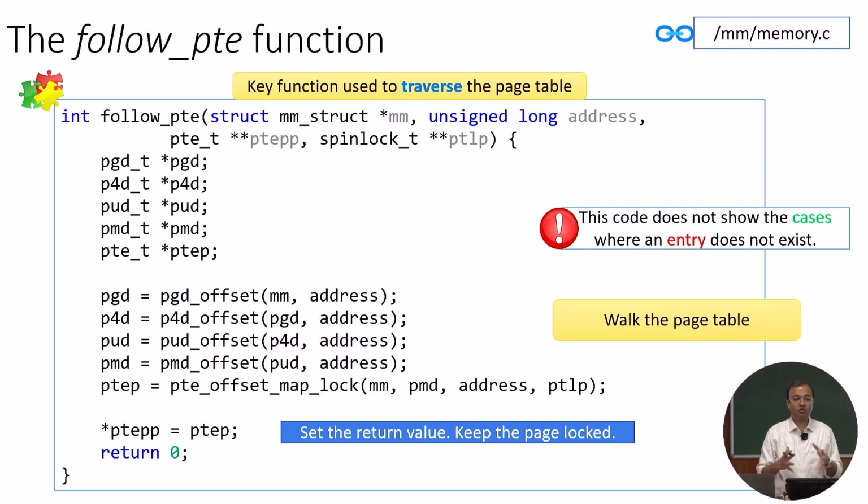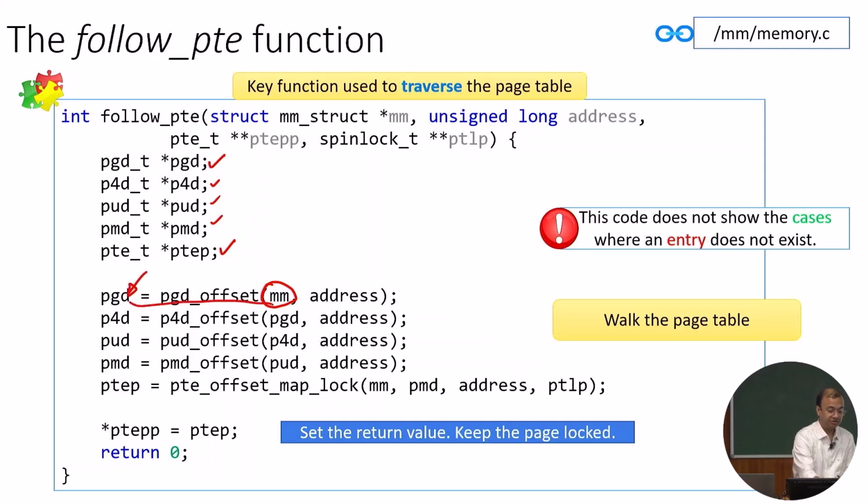So we will look at the follow PT function, which is the way that you traverse the page table. Arguably, this is very important in the context of Linux, because traversing the page table is a very, very key and important activity in the memory system part of the overall kernel. The code is not hard to understand at all. You have a pointer to a page global directory, 4th level, upper level, middle level, and the final page table entry. From the struct, you get a pointer to the page directory.